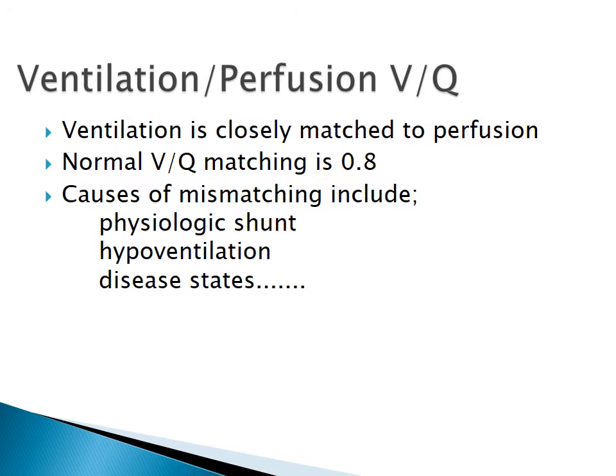Okay, so VQ. I knew this was coming. All right, so normal VQ is 0.8. That's normal. So why isn't it 1?